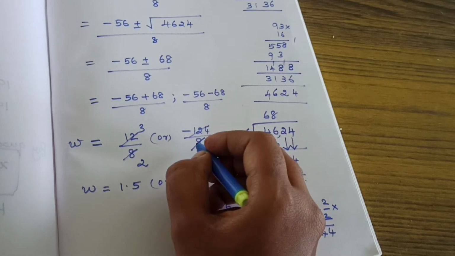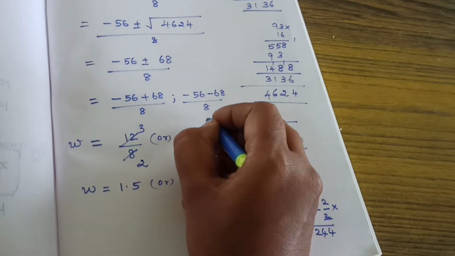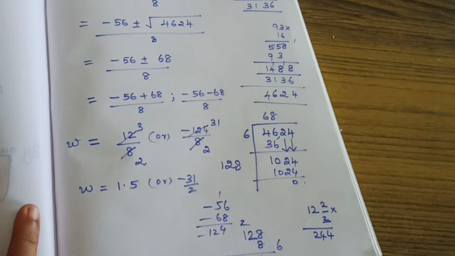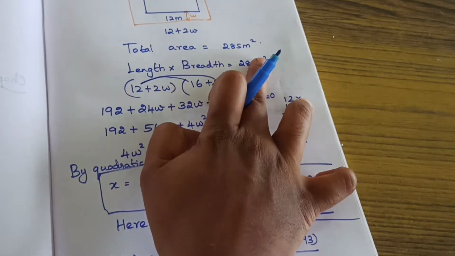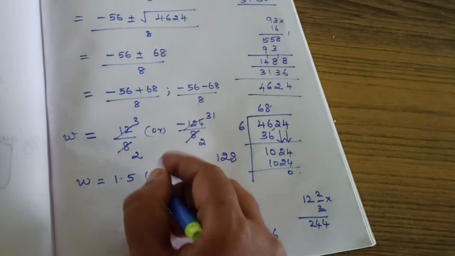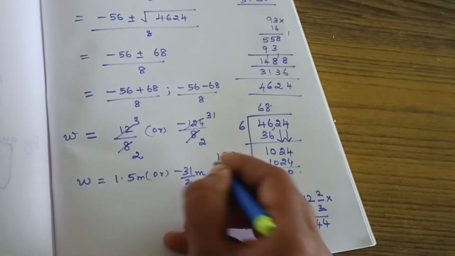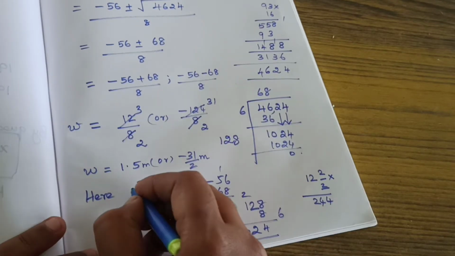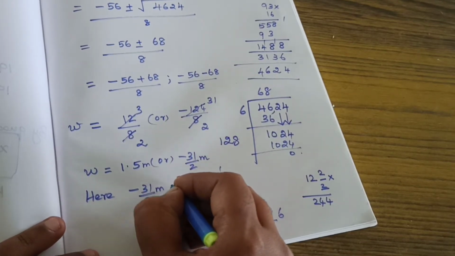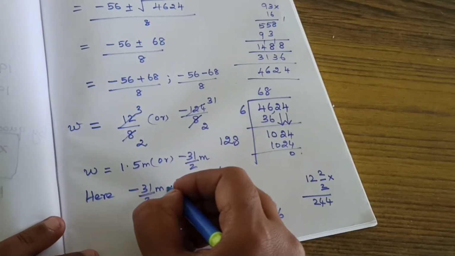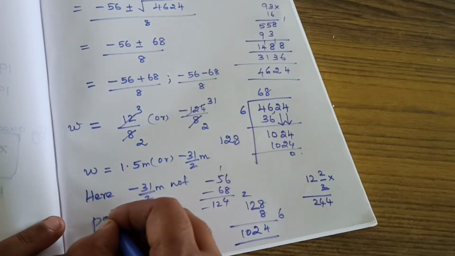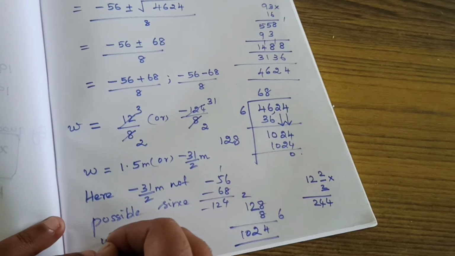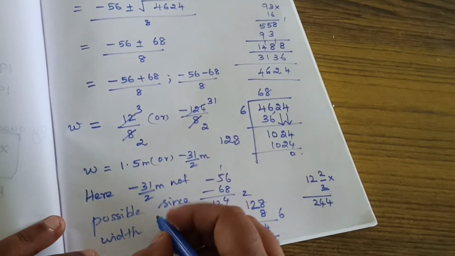Here for the fourth table we can do 2 and here 31. So minus 31 by 2. Actually here meter. Width also in meter. So meter. Here negative value not possible because width cannot be negative. Here minus 31 by 2 meter not possible. What is the meaning? What is the reason? Since width cannot be negative.